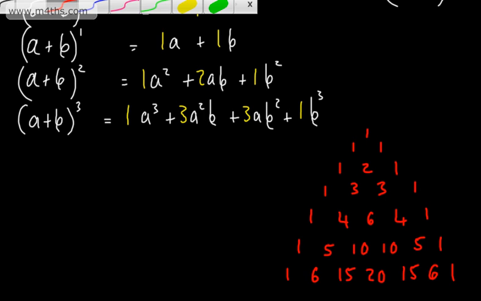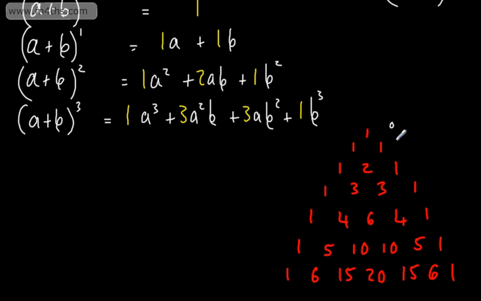So, what do these do? These provide us now with the coefficients we need on our expansions. So right here, this is the power of 0, this is a power of 1, this is a power of 2, this is a power of 3, this is a power of 4, this is a power of 5, this is a power of 6. Quite clearly, we can continue that.